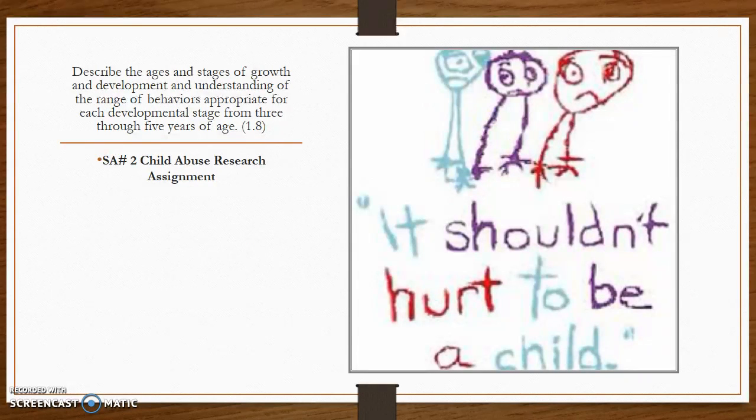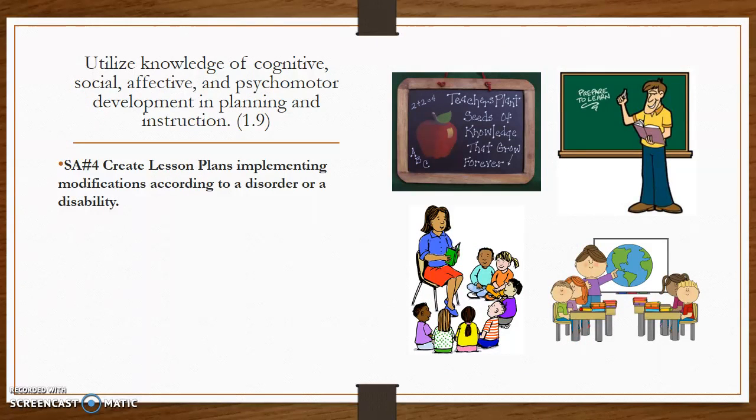Describe the ages and stages of growth and development and understanding of the range of behaviors appropriate for each development stage from 3 through 5 years of age. The student activity child abuse research assignment comes back to this and finding out what effects child abuse could have. It actually started in infancy and went all the way up to 5 years of age. You had to learn also about what was atypical. So I definitely believe that that assignment for me is what drove home this goal.